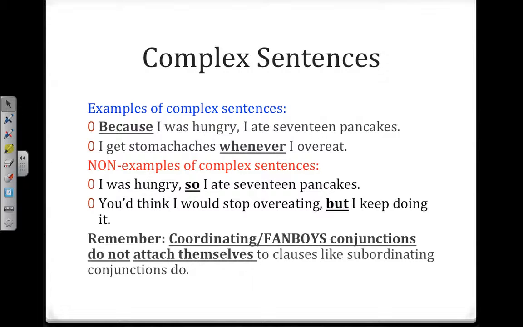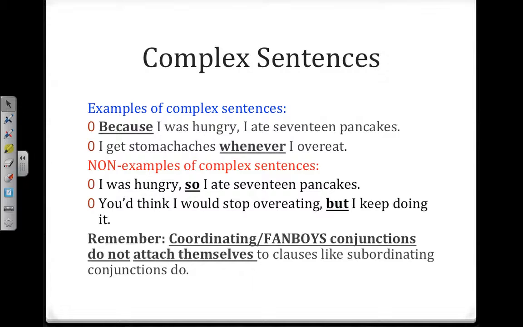Here are some non-examples of complex sentences. I was hungry, so I ate 17 pancakes. "So" is one of the coordinating conjunctions: for, and, nor, but, or, yet, so. And you would think I would stop overeating, but I keep doing it. Again, that's one of the coordinating conjunctions. So these last two are actually compound sentences.